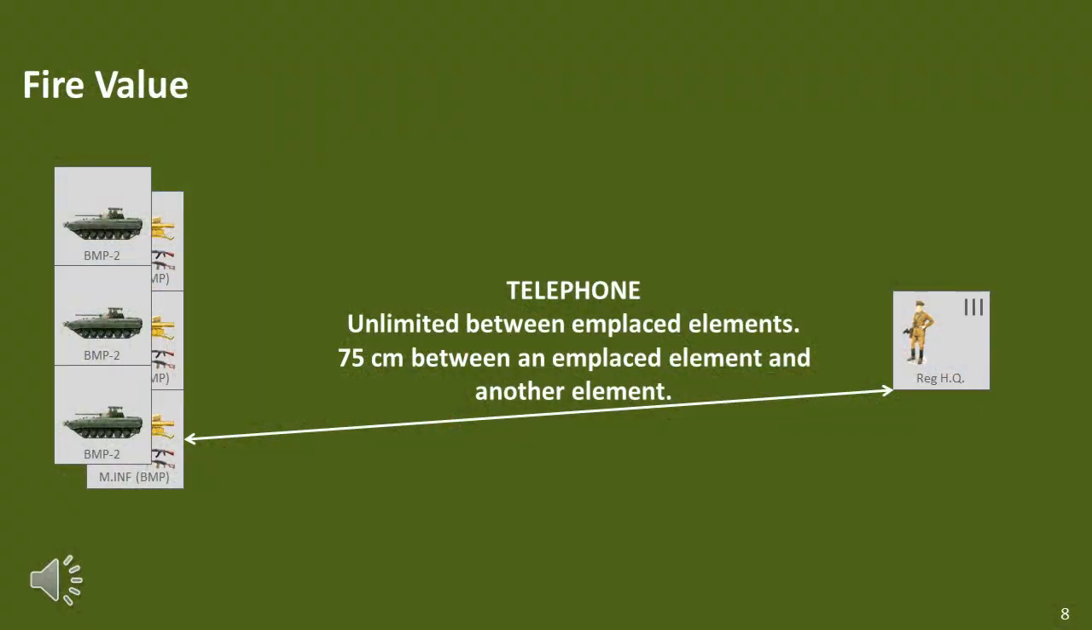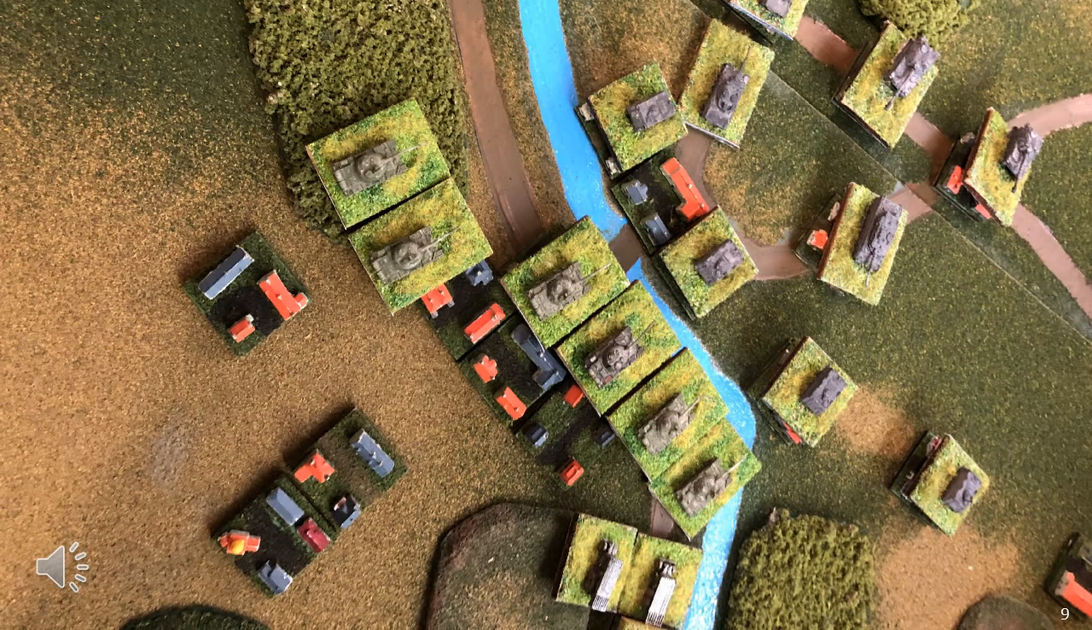A telephone line of communication is unlimited in length between the emplaced headquarters or between an emplaced headquarters and a fortified subordinate element. The length of the telephone line between emplaced headquarters and their unfortified subordinate element is 75 centimetres. A telephone line of communication may not be traced through opportunity fire range of enemy elements or through the target areas of area or interdiction fire. A telephone line of communication may not be traced through unbridged rivers or other prohibited terrain.